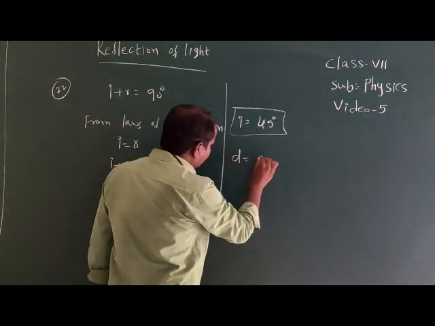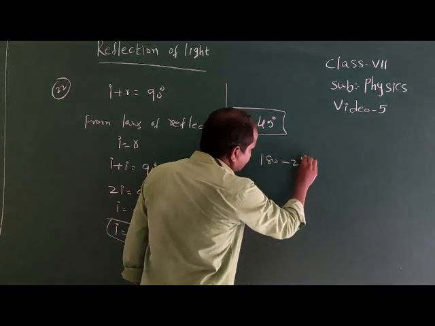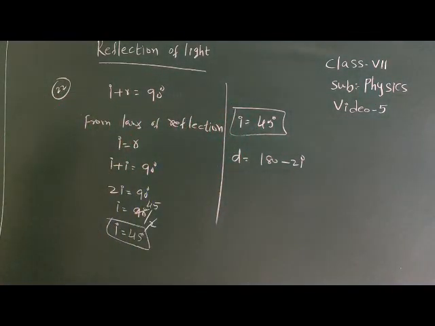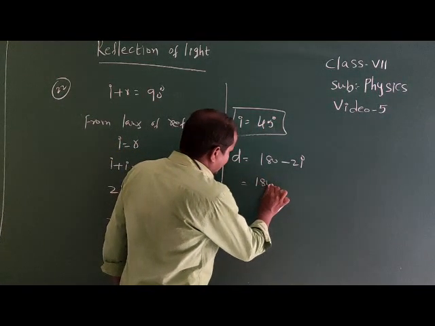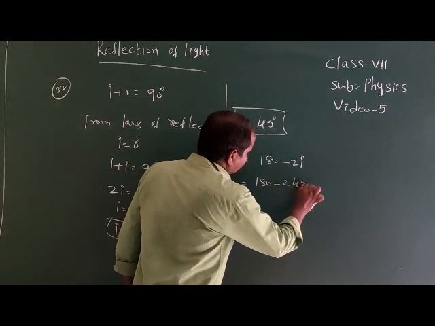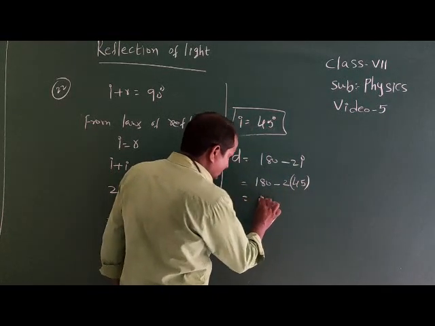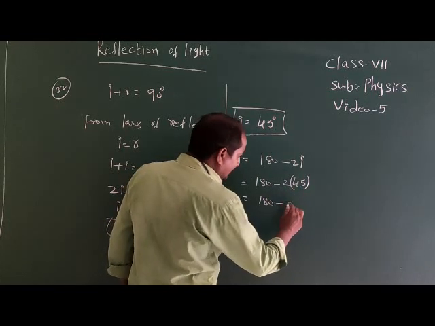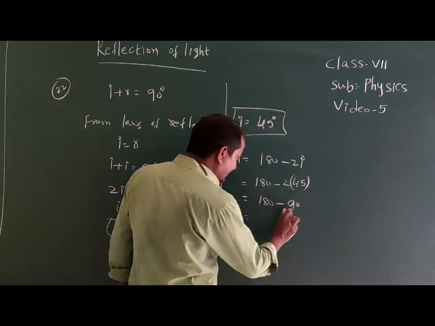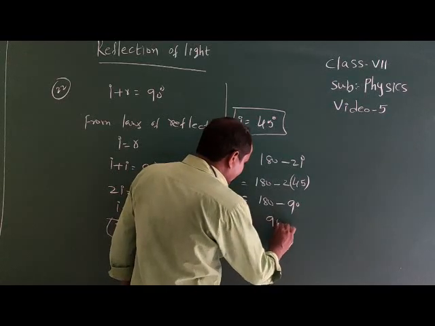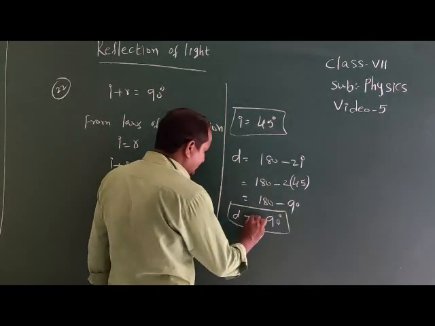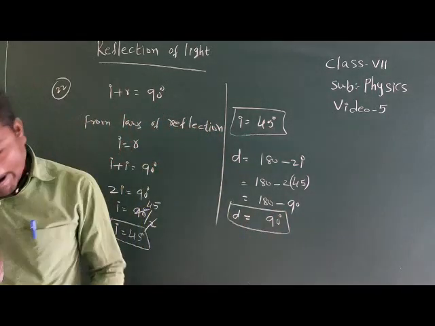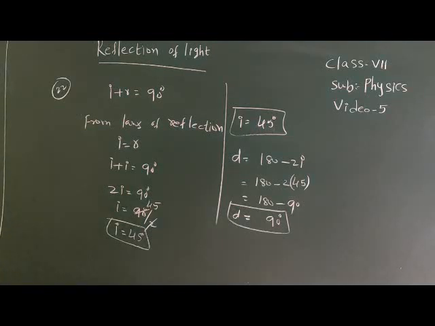So here D equal to how much? 180 minus 2I. Angle of deviation equal to 180 minus 2I. So here 180 minus 2 into 45, that is 180 minus 90, 90 degrees. D equal to 90 degrees. Option number C is the answer.